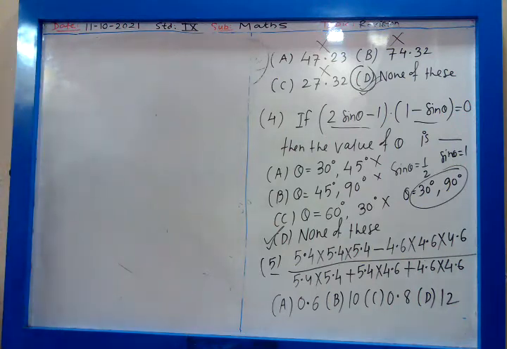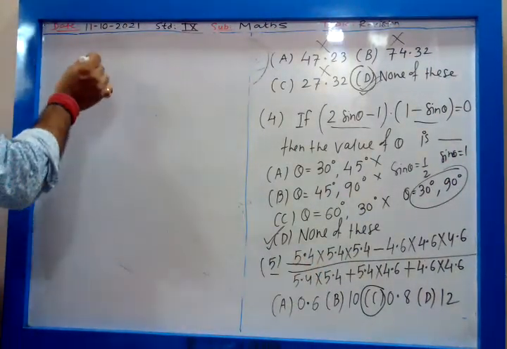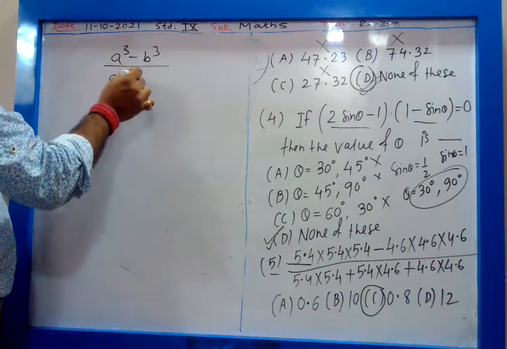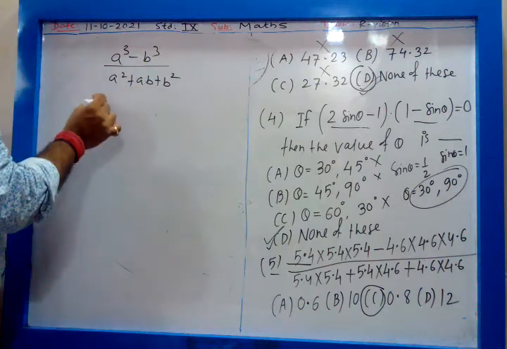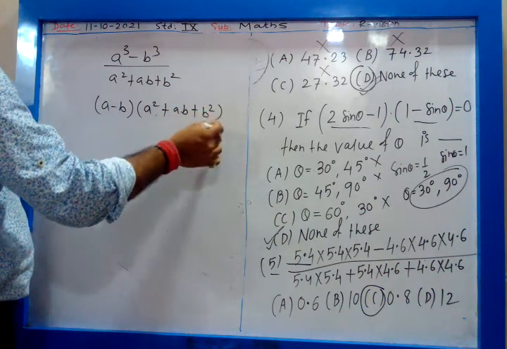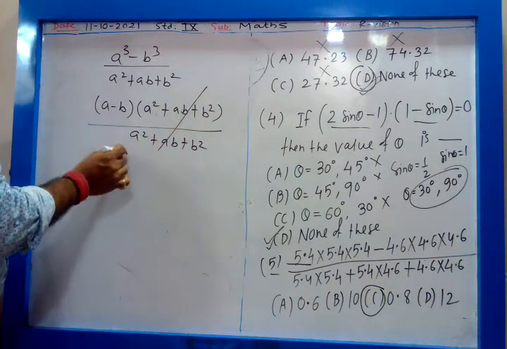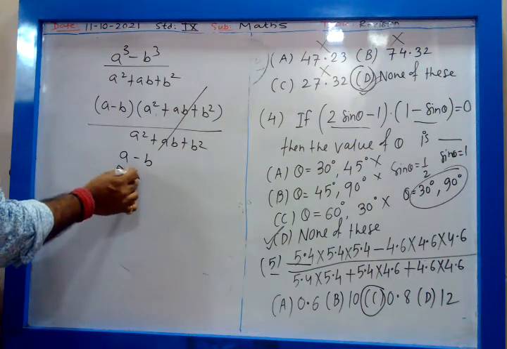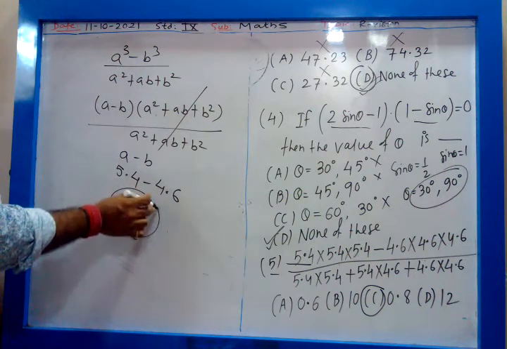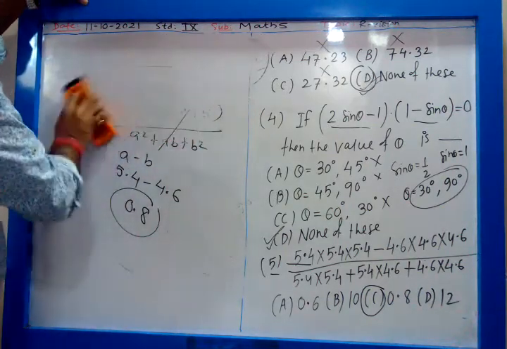Okay, C means 0.8. Because whenever you get this type, you consider 5.4 as A. So you will get A cube minus B cube upon A square plus AB plus B square. A cube minus B cube is A minus B into A square plus AB plus B square, and the denominator you have A square plus AB plus B square. So the numerator gets cancelled with the denominator. What is left? A minus B. A is 5.4, B is 4.6, 14 minus 6 is 8, 4 minus 4 is 0, answer is 0.8, which is your option number C. So C was the correct option.